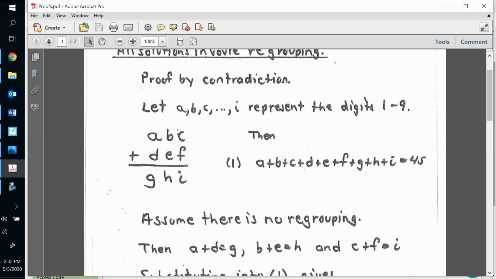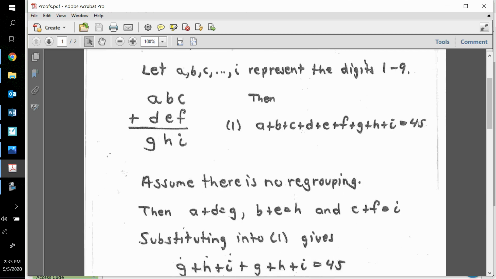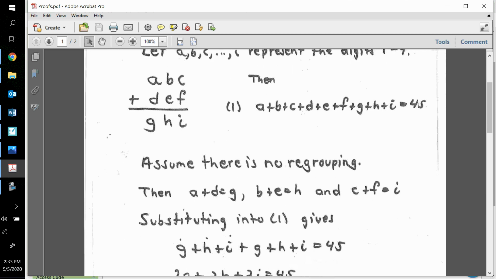Then if there's no regrouping, then C plus F must just give us I, B plus E must give us H, A plus D must give us G. And that's what that's showing us here. Well, in this line 1 here, we can do a substitution then. We can replace A plus D with a G, B plus E with an H, and C plus F we can replace with an I. So doing that, we get this.